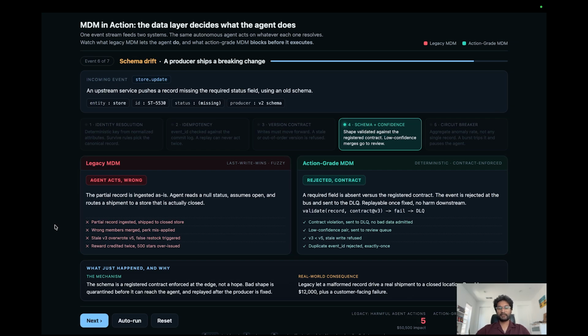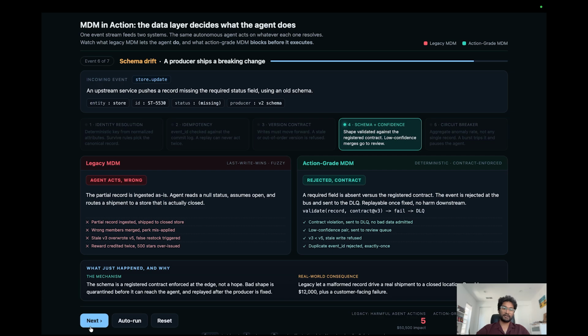Last of the per event cases. An upstream service pushes a record using an old schema, missing a required field. Legacy ingests the partial record as is. The agent reads a null status, assumes the store is open, and routes a shipment to a location that is actually closed. On the right hand side, the record fails validation against the registered contract, gets rejected at the bus, and lands in the dead letter queue. It is replayable once the producer is fixed, but no bad data ever reaches the agent.